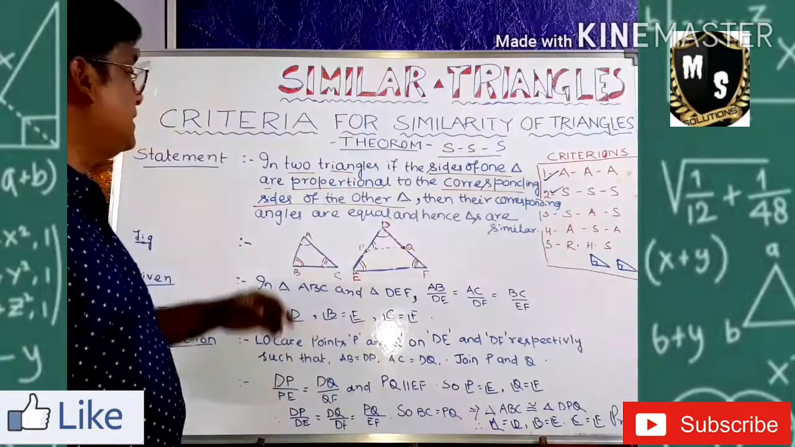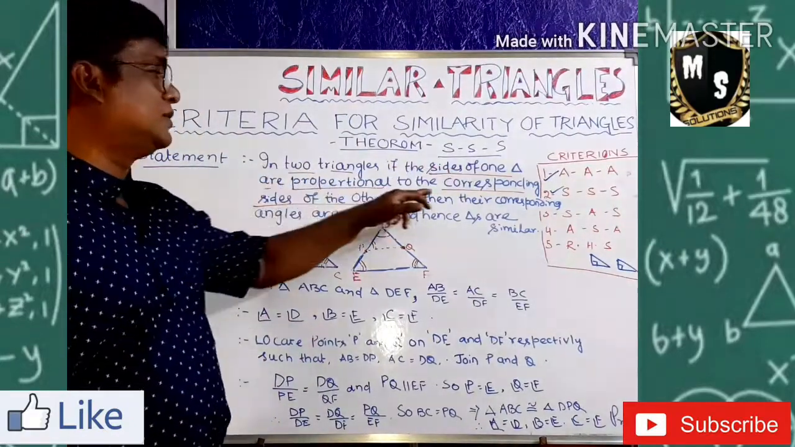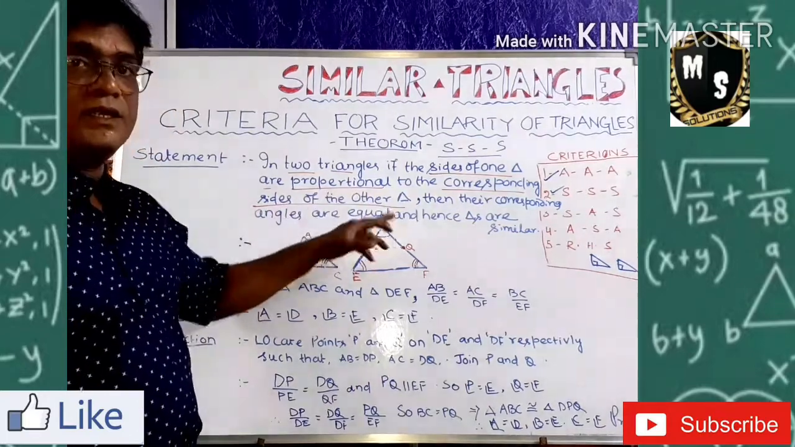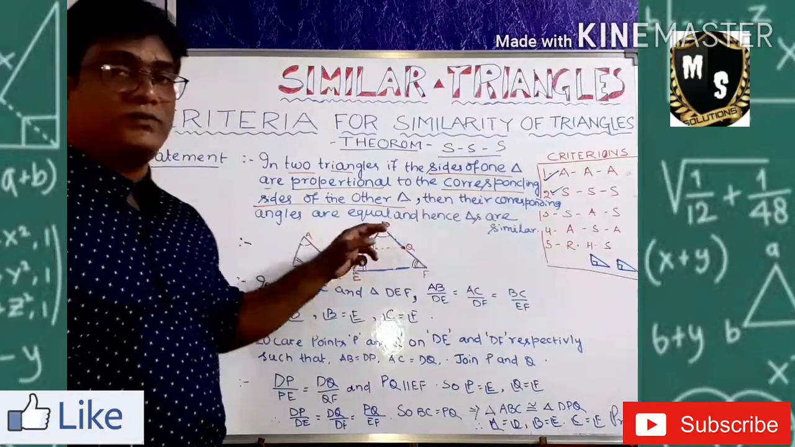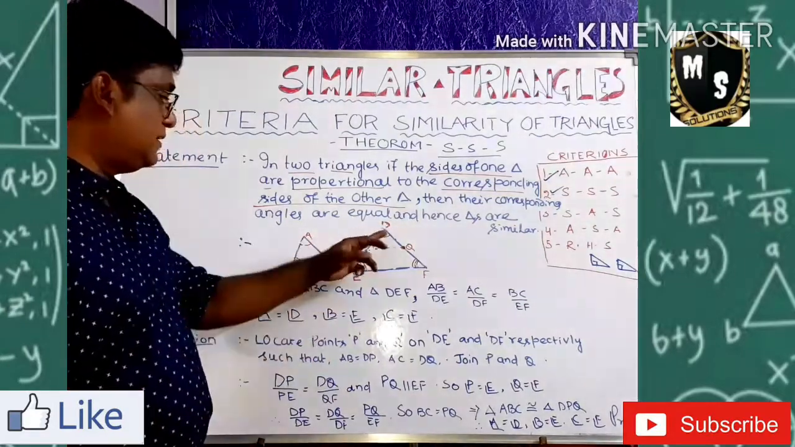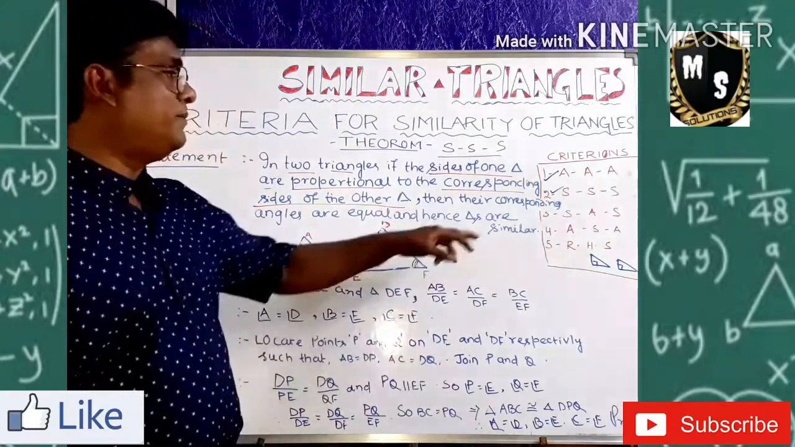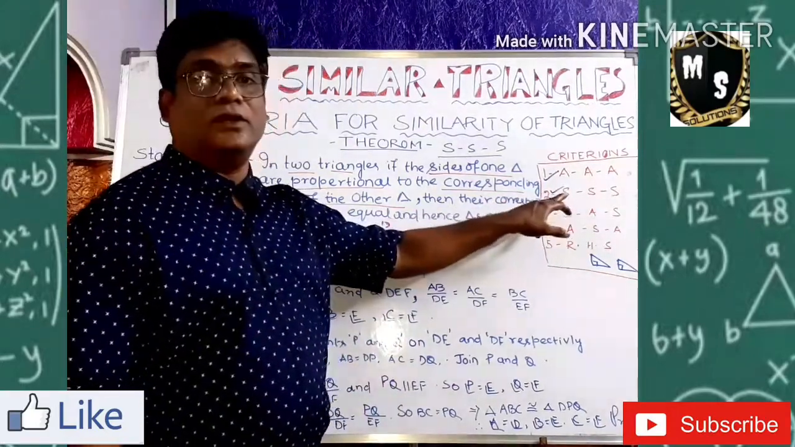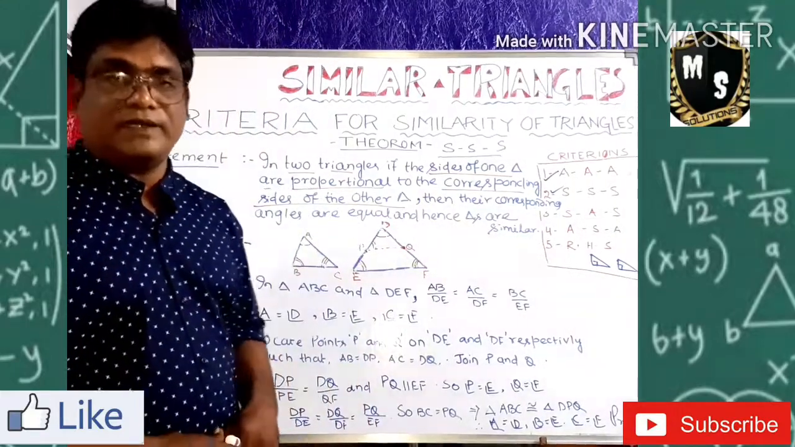So what is the statement again? If the sides of one triangle are proportional to the corresponding sides of the other triangle, then their corresponding angles are equal. We have to prove that these angles are equal to each other. I hope you understood it. So now I completed the second part, that is the SSS similarity criterion.